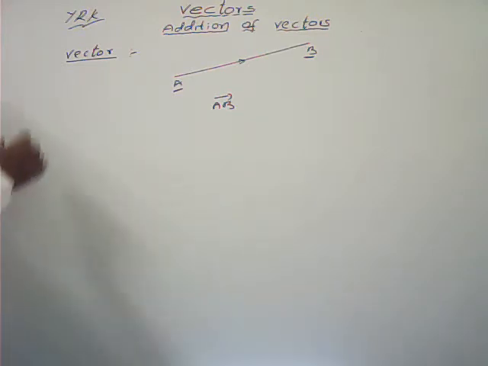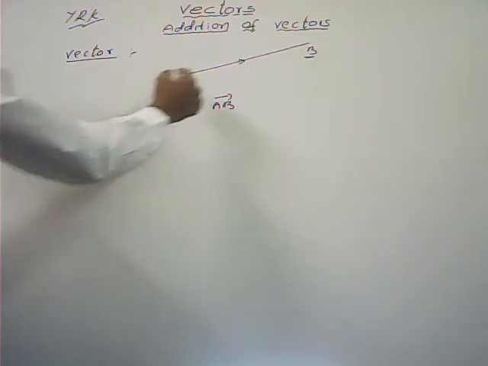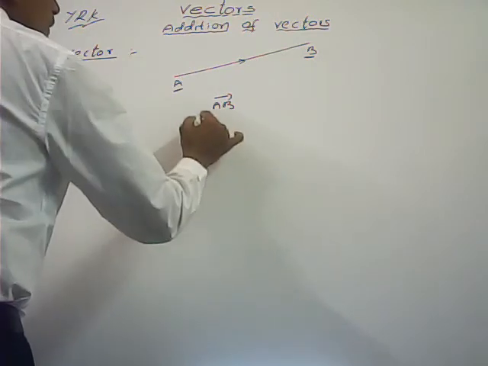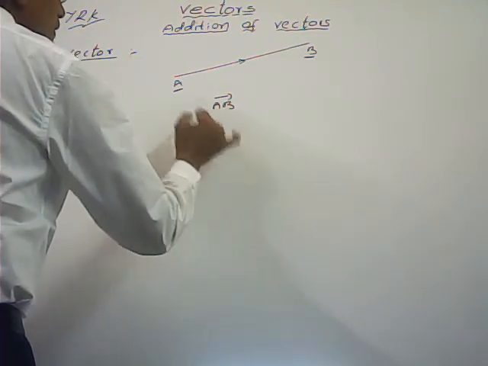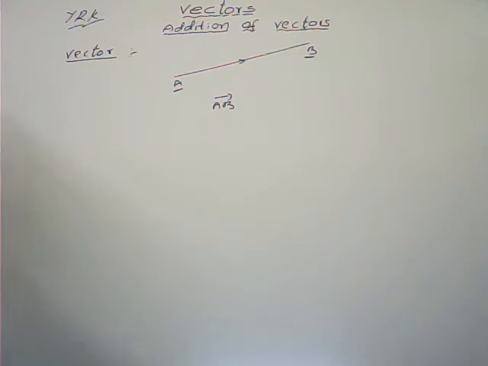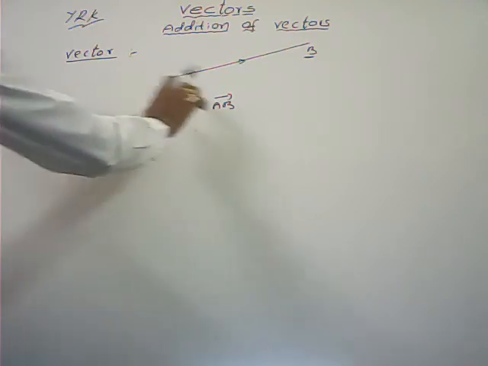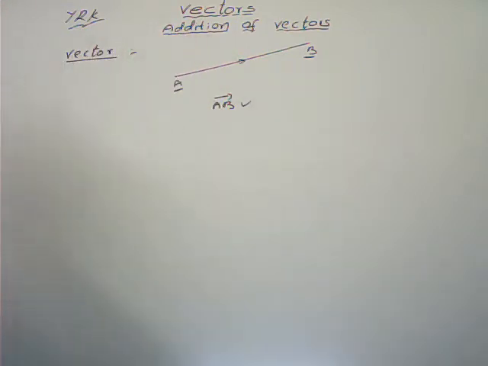Next, scalar. What is a scalar? A scalar contains only magnitude. It has only magnitude but not direction. Every real value is a scalar only. A scalar doesn't have direction, but a vector, along with the direction, contains magnitude also.